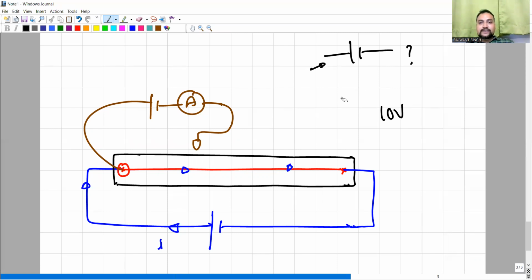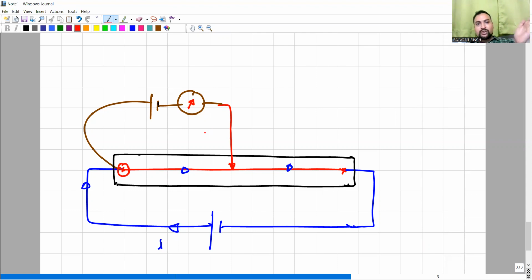Okay, so how to do that? Let's understand. Whenever you connect the potentiometer and a cell like this, and then you take your jockey and put the jockey somewhere on the wire, the ammeter is going to show you some reading, some deflection, positive or negative. If it does show a deflection, it means that there is a current flowing through this line.